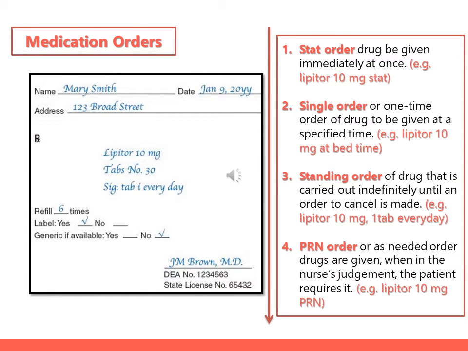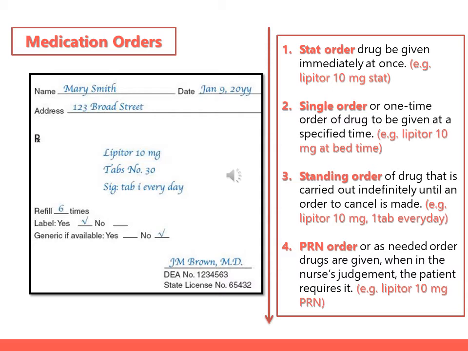Okay, once you receive the medication order, one of the things that you need to check is the order itself. The order means when you have to give this medication or until when you're going to give this medication. Now, there are 4 types of medication orders. The first one is the stat order: drug to be given immediately, at once. For example, Lipitor 10 mg. If the order is stat, that means you need to give the Lipitor right away to your patient, immediately. Stat order.